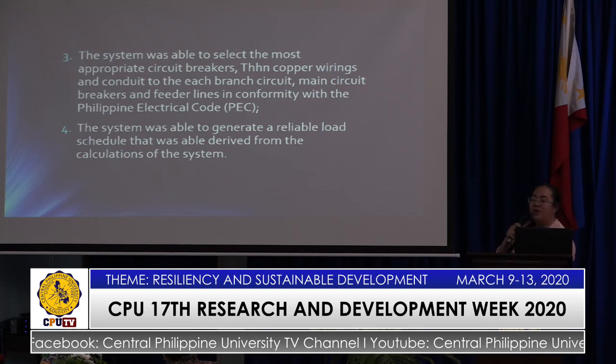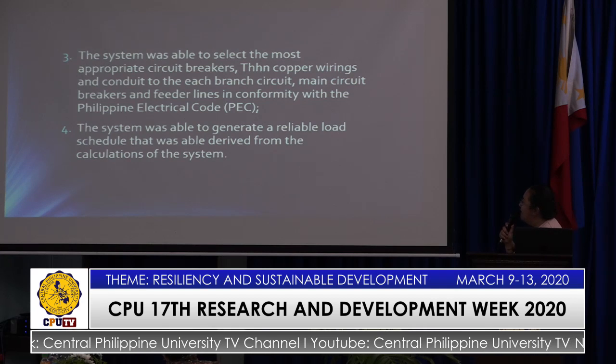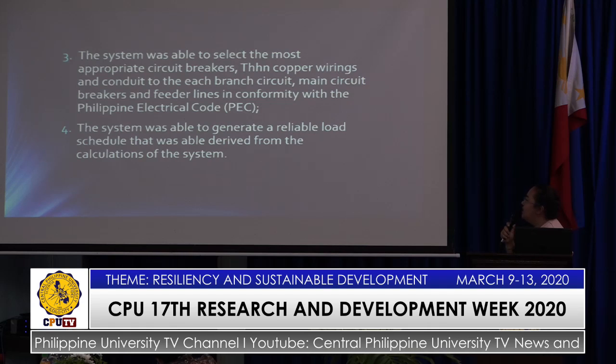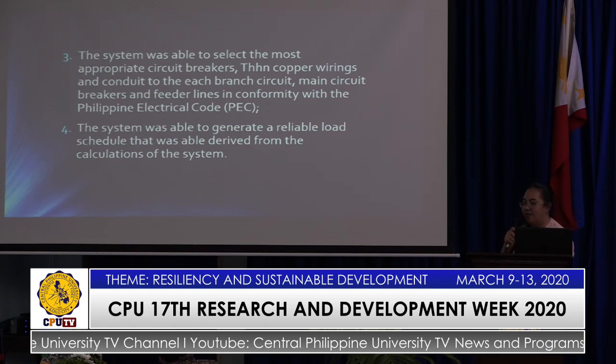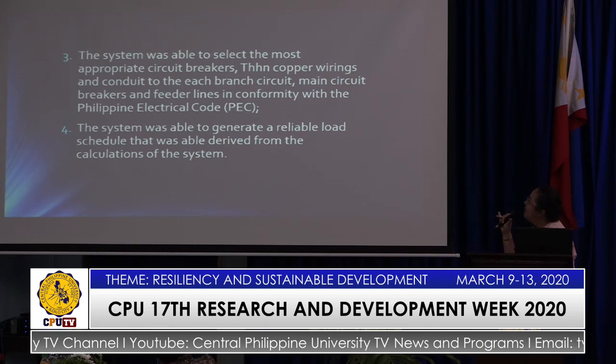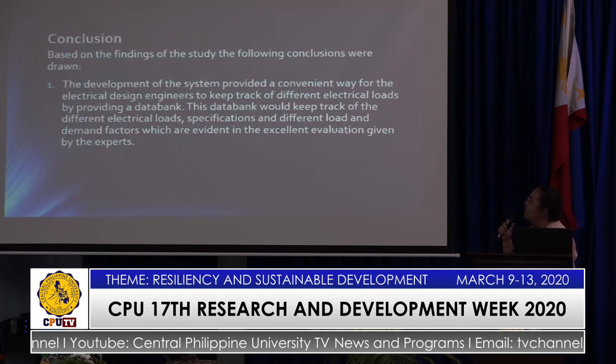And then number four, the system was able to generate a reliable load schedule that was derived from the calculation of the system. And based on these findings, I have the following conclusions.